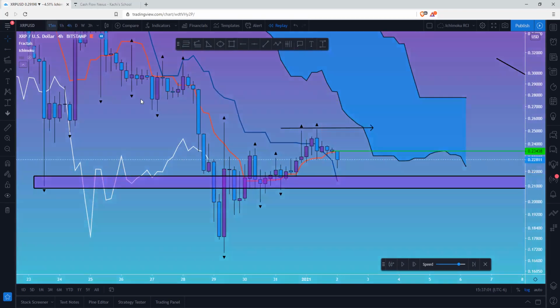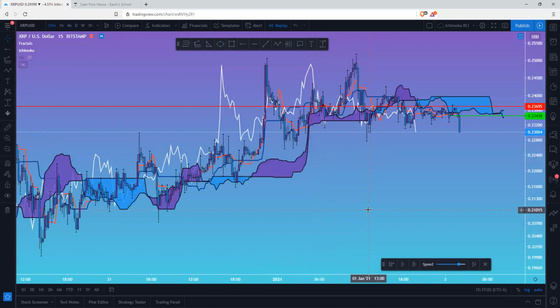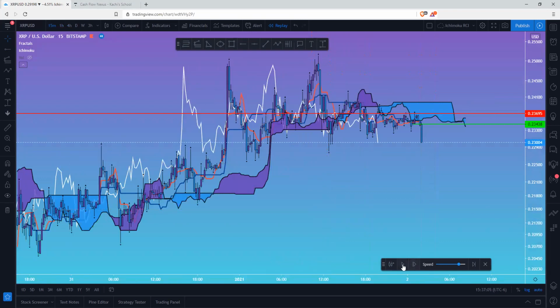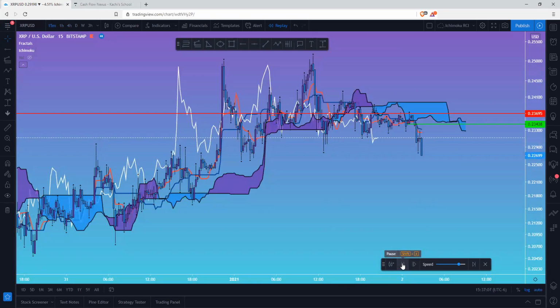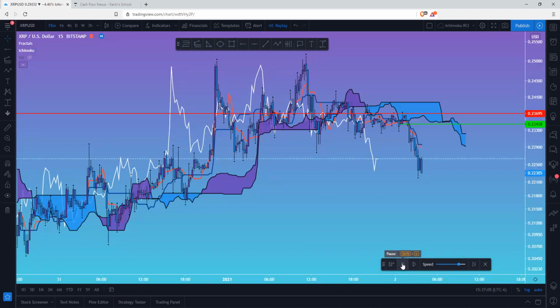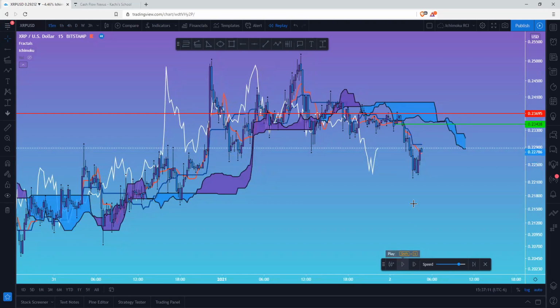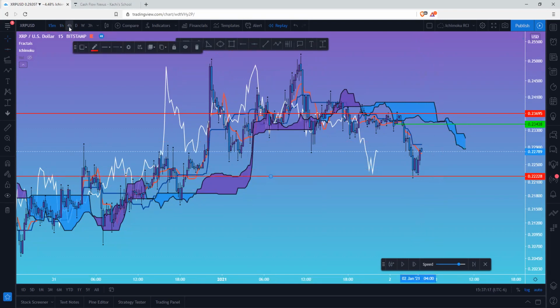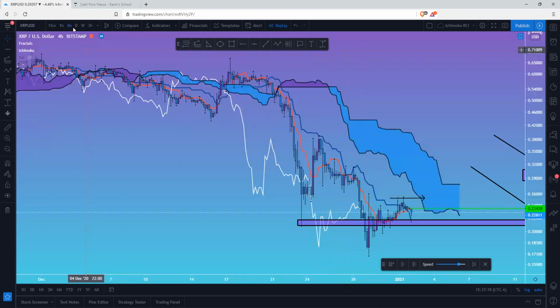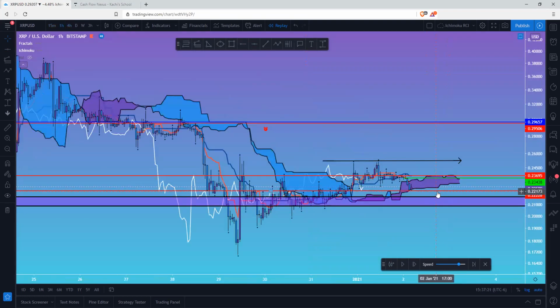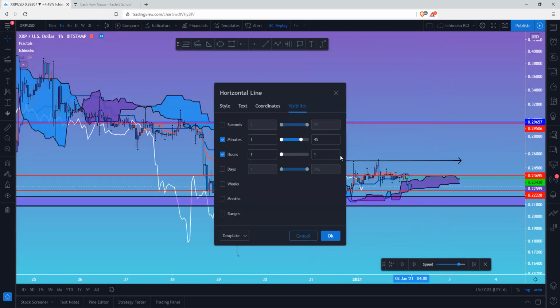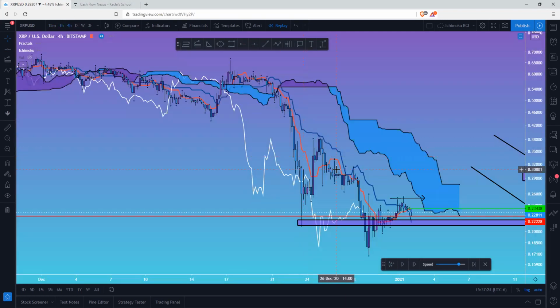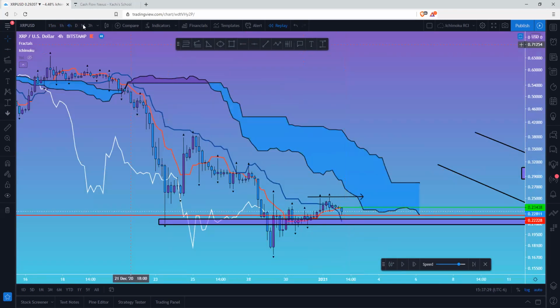So let's go back to the 15. Yeah, that looks pretty strong. Yeah, that was a strong market. So if we look at the price here now, let's put a line at that point. Let's go to 4-hour. Oh, let me do this. All right, let's go back to 4-hour. So yeah, price is now there.